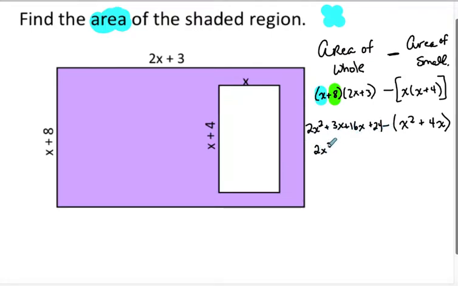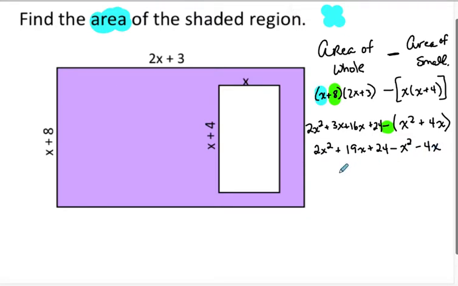So I have 2x squared plus 19x plus 24, and I'm going to subtract this entire area of the smaller rectangle, which means I'm going to subtract both of these terms, or I'm going to distribute this negative sign into the second polynomial. So when this negative 1 gets distributed to the x squared, I have negative x squared, and then the negative gets distributed to the 4x, so I have minus 4x. Remember to pay very careful attention to signs when you have a subtraction in front of a polynomial.